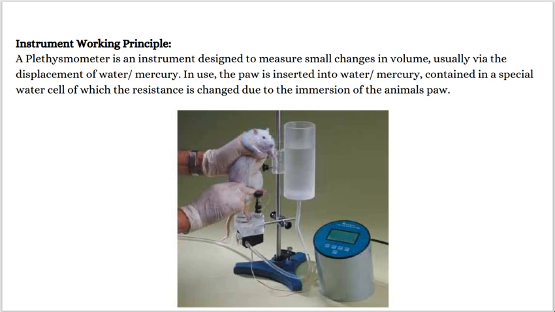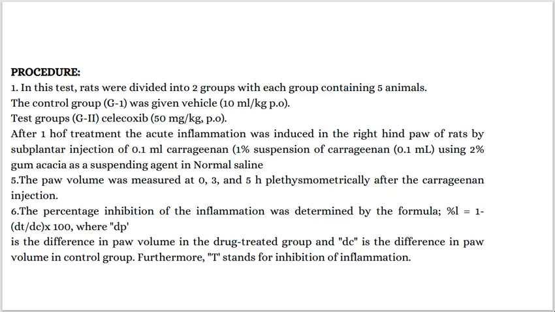Now we'll understand the procedure so you can get a clear idea. In this test, rats were divided into two groups with each group containing 5 animals. So we'll divide them into two groups, group 1 and group 2. That means we have taken 10 animals, 5 in group 1 and 5 in group 2. One group will be the control group and the other will be the test group.